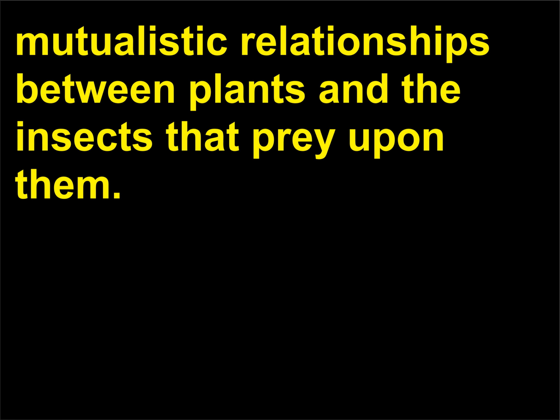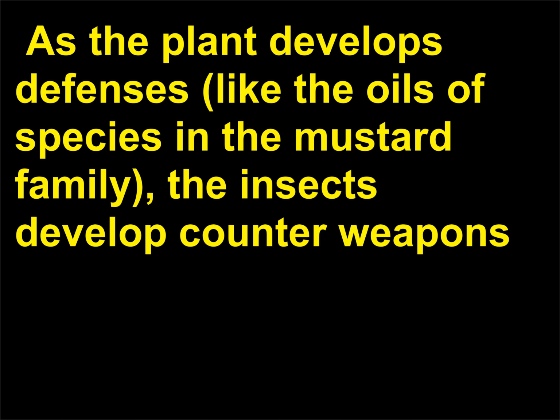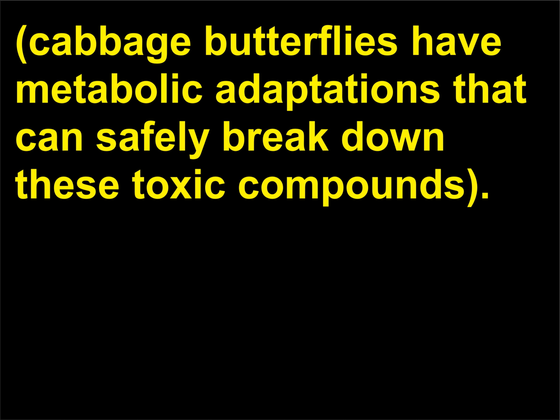mutualistic relationships between plants and the insects that prey upon them. As the plant develops defenses, like the oils of species in the mustard family, the insects develop counter-weapons. Cabbage butterflies have metabolic adaptations that can safely break down these toxic compounds.